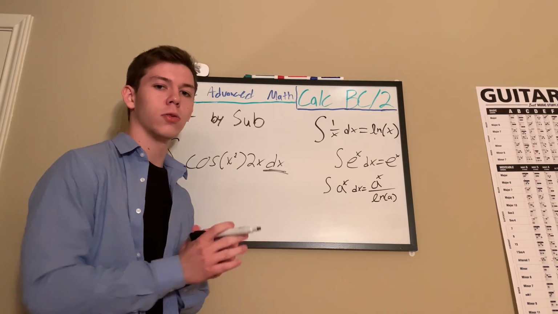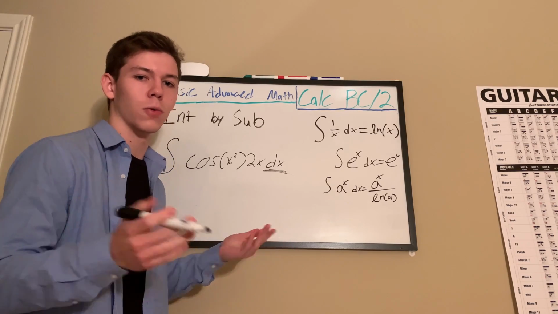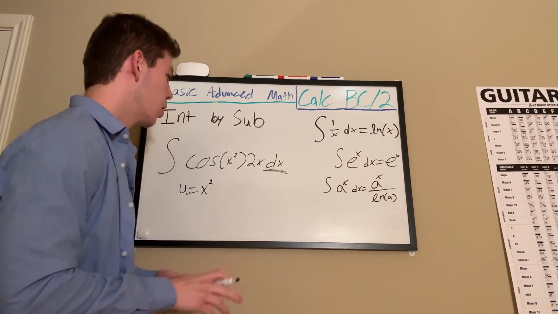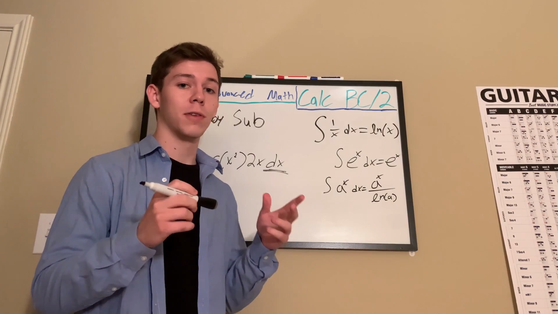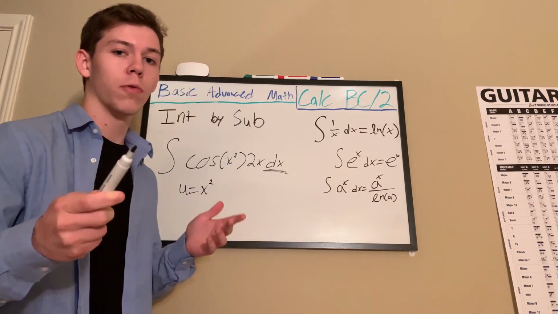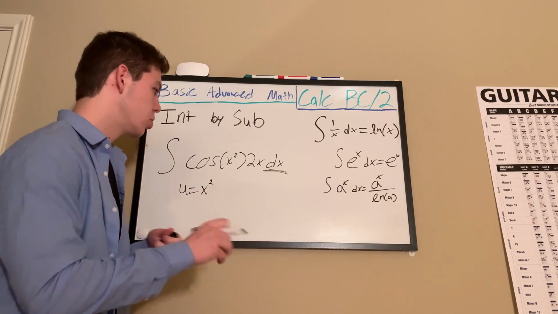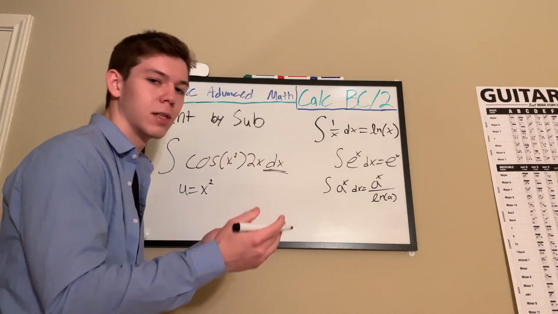U is just the term that you use to substitute. It could be any letter, but it's standard to be u. So that's what we're going to use. And we have our u. What are we going to do? Like I said, we're going to take the derivative of u and then solve for du, which is just going to be dividing by whatever the derivative is. You'll see in a minute.